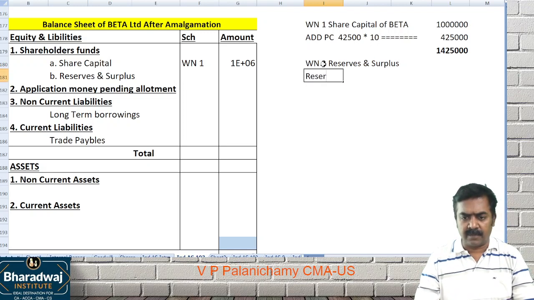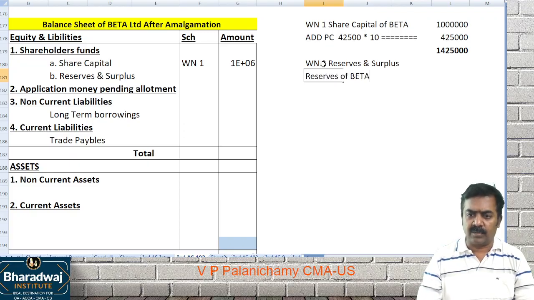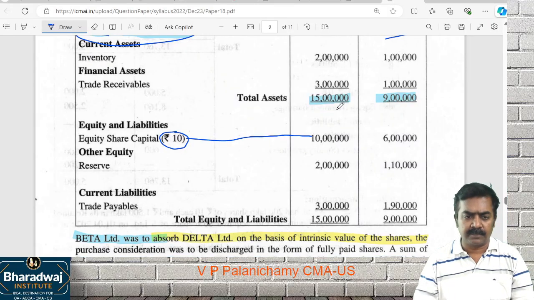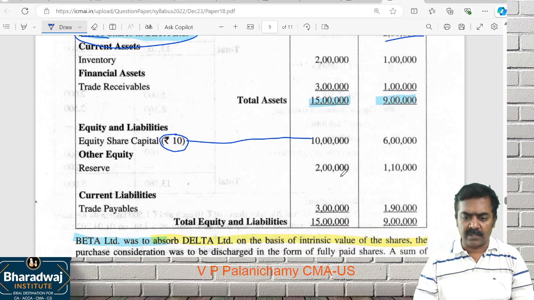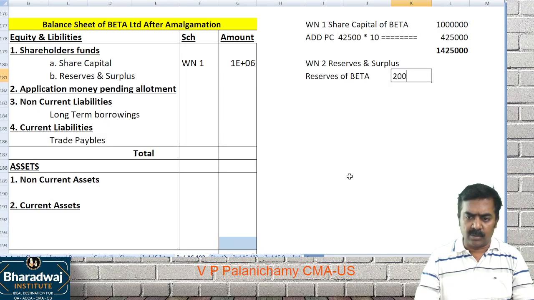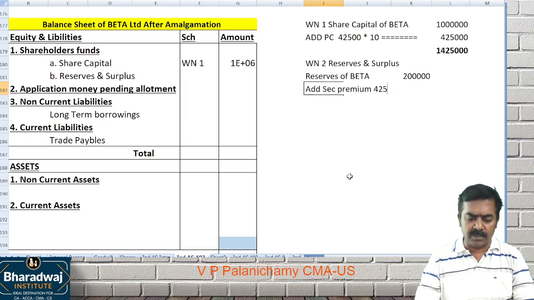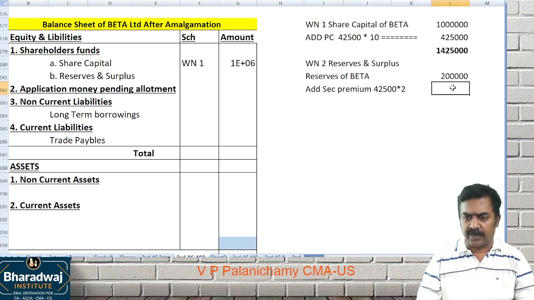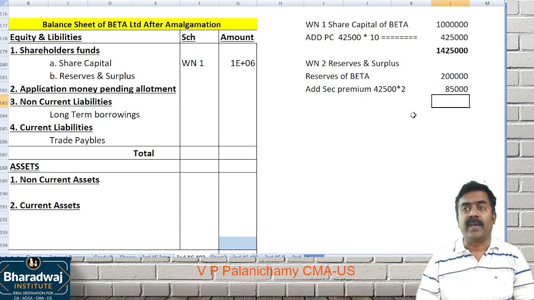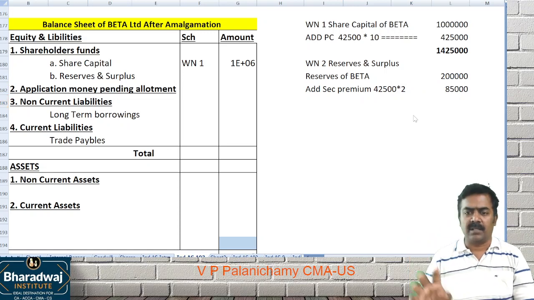Reserves of beta. What is the reserves of beta given? 2 lakhs. Reserves of beta, 2 lakhs. Add securities premium. 42,500 into 2 rupees per share. So reserves of beta 2 lakhs. Add 42,500 into 2 and 85,000. Wait, one of the most important adjustment.